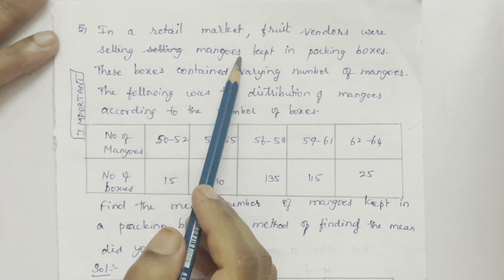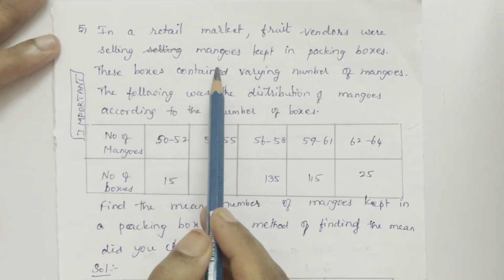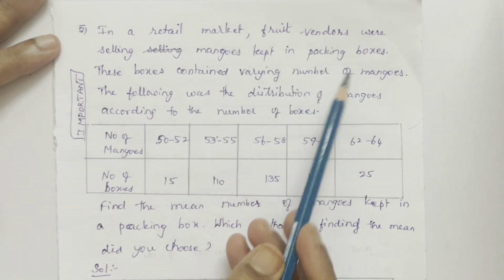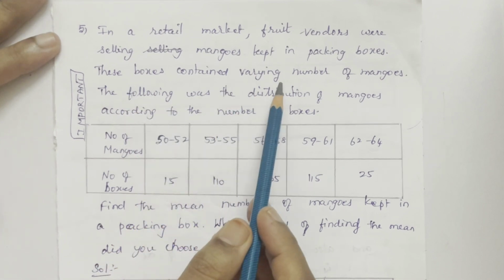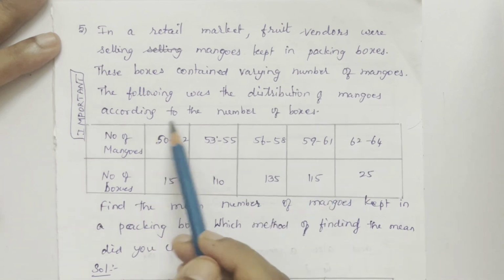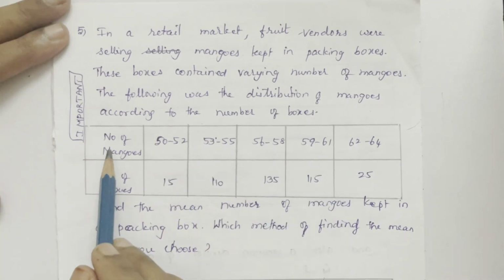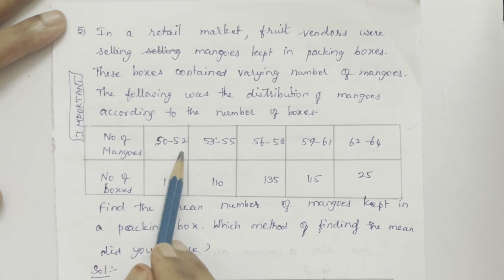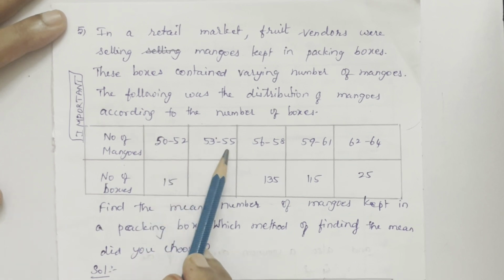In a retail market, fruit vendors were selling mangoes kept in packing boxes. These boxes contained varying numbers of mangoes. The following was the distribution of mangoes according to the number of boxes. Number of mangoes: 50 to 52 mangoes in 15 boxes, 53 to 55 mangoes in 110 boxes.